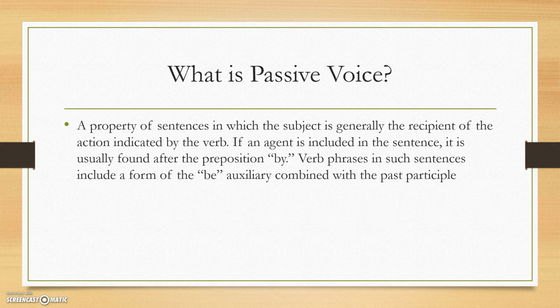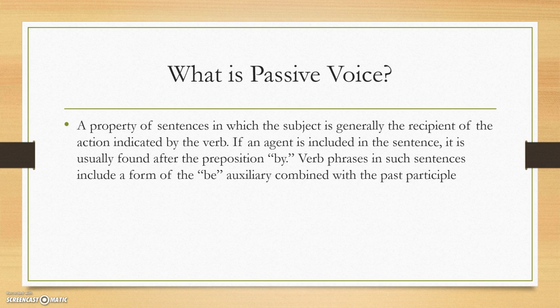But what is passive voice? It is a property of sentences in which the subject is generally the recipient of the action indicated by the verb. If an agent is included in the sentence, it is usually found after the preposition by. Verb phrases in such sentences include a form of the be auxiliary combined with the past participle. Note that the direct object becomes the subject. Thus, the agent is not necessary, and it deflects the responsibility of the action.